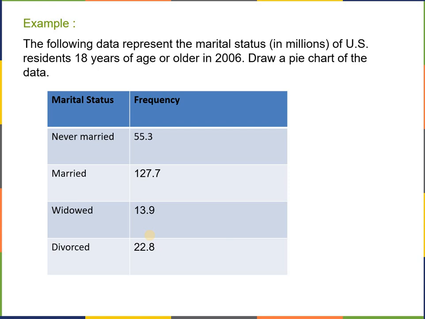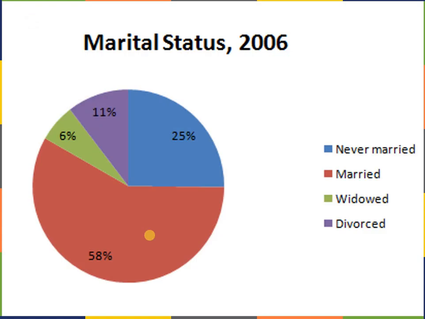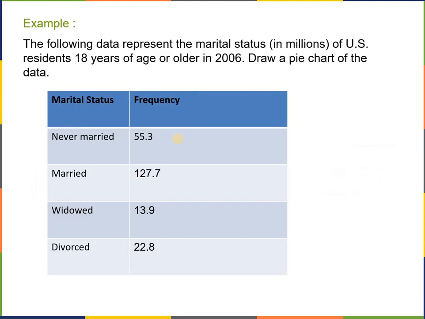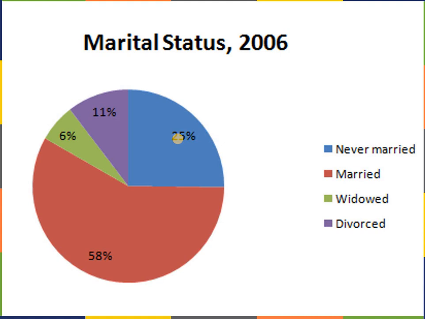In order to create the pie chart, we need to turn it into relative frequency, although that is not very necessary in Excel, but this is the result when you use Excel. You're going to end up with percentages. So remember that the pie chart usually represents data from relative frequency. So the number 25% represents the percentage of never married people according to the previous data. So never married is 55.3 million in the United States, and that is roughly 25% of the population.